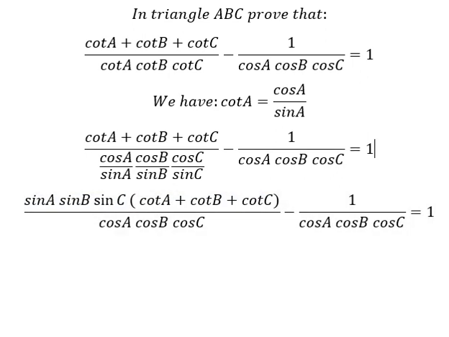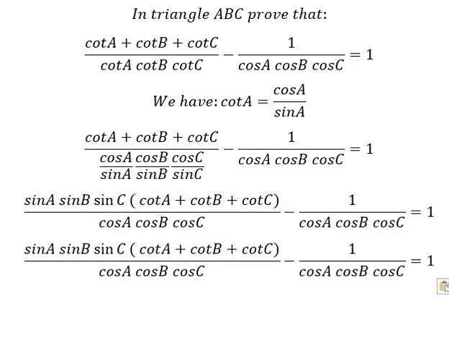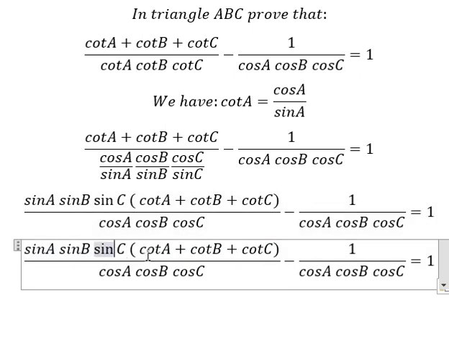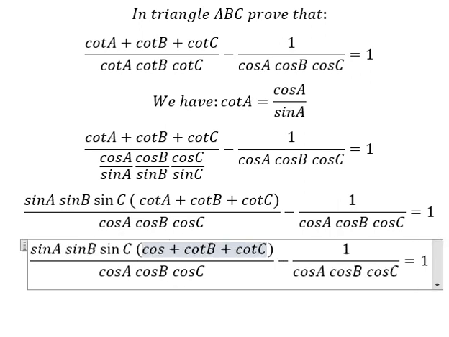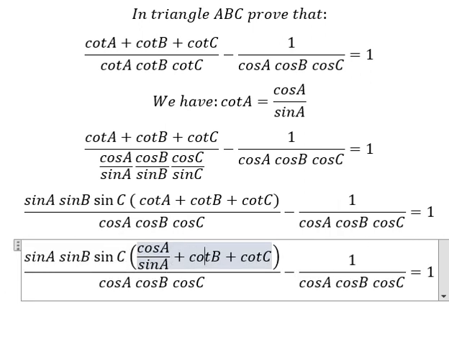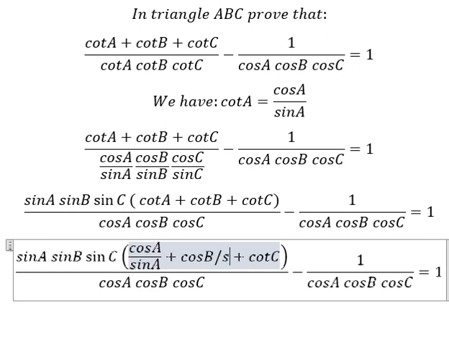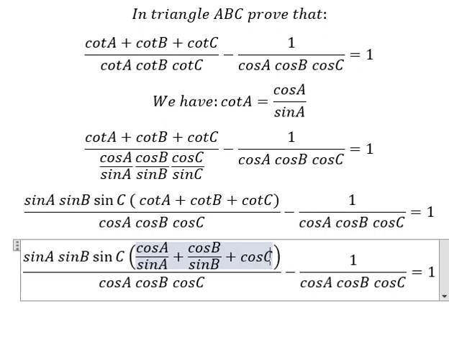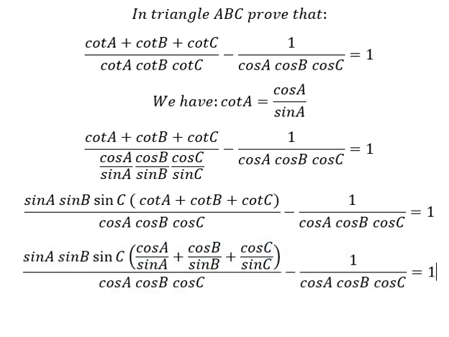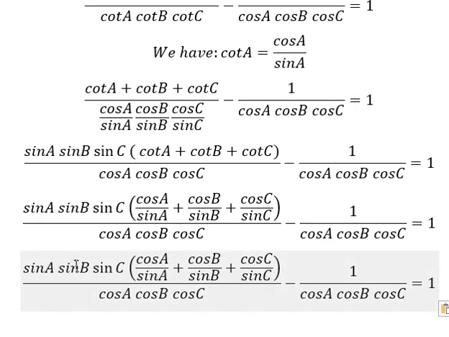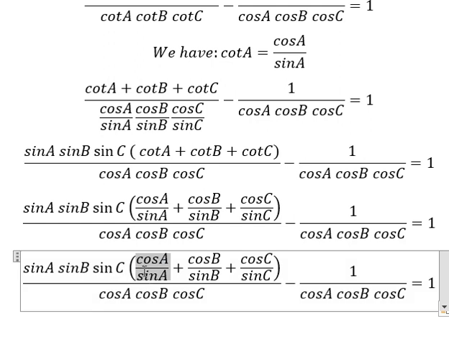Next, this one will multiply by cotangent A, cotangent B, cotangent C, and we know that cotangent A that is about cosine A over sine A. This one that's about cosine B over sine B. This is about cosine C over sine C. So sine A, sine B, sine C multiplied by this one. So sine A simplifies sine A. So you got cosine A.